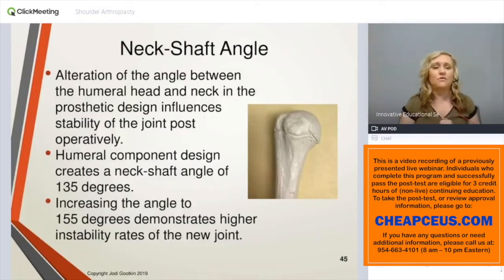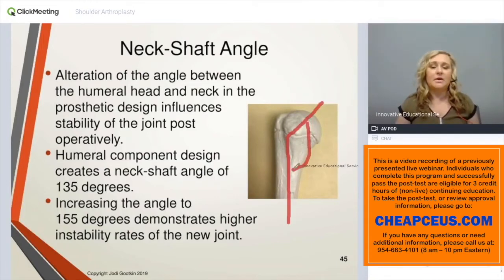One angulation that's important for them to look at is the neck shaft angle. Generally speaking, if we look at the shaft of the humerus and then that neck angle, this is about 135 degrees. That's what they're attempting to replicate when they implant the prosthetic components.